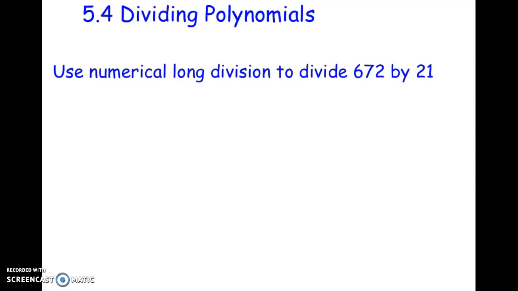Now that we've talked about adding and subtracting and multiplying our polynomials, today we are going to look at dividing them. So before we jump into all of our x's, let's just review old school division again by taking 672 divided by 21. Remember, we asked ourselves, how many times does the 21 go into 62?